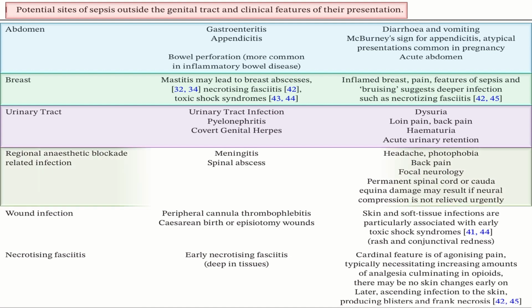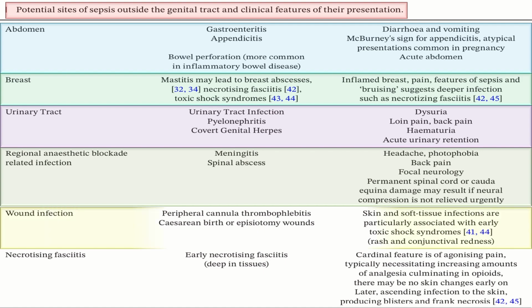When there is a regional anesthetic blockade related infection, we should suspect meningitis or spinal sepsis. In that case, the patient presents with headache, photophobia, back pain, and focal neurology. Permanent spinal cord or cauda equina damage may result if neural compression is not relieved urgently.